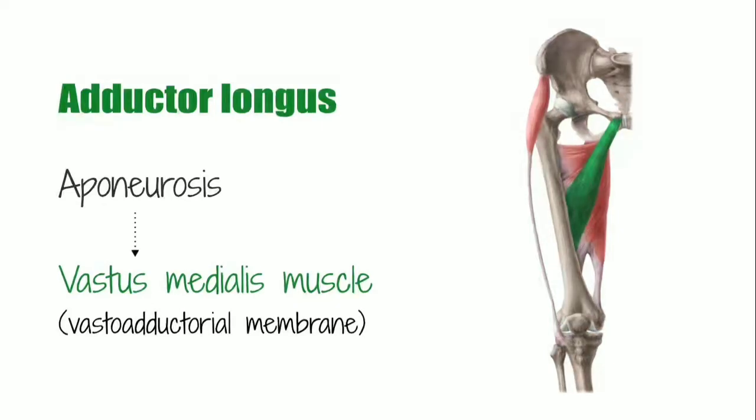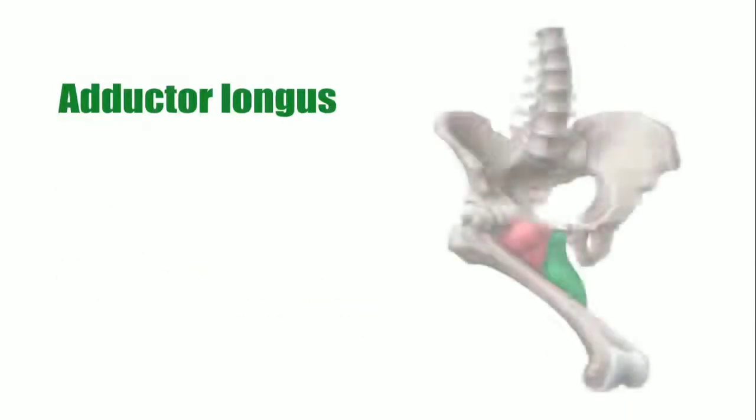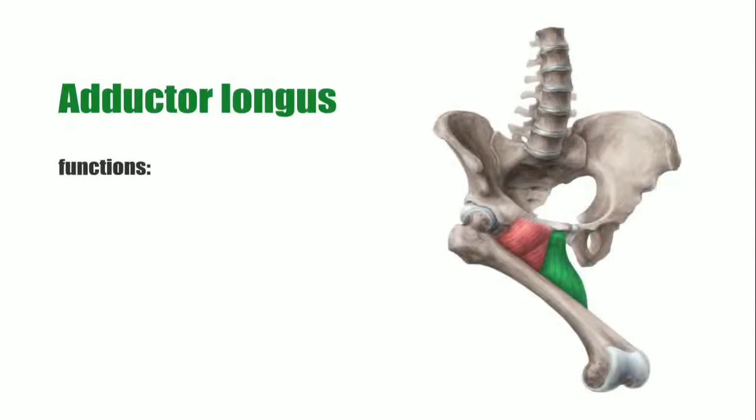So the next part that we're going to be talking about is related to the different functions of the adductor longus. There are two that you need to remember. One is already shown on the name of the muscle, and that is adduction. And the other one is going to be flexion, so flexion of the thigh at the hip joint.